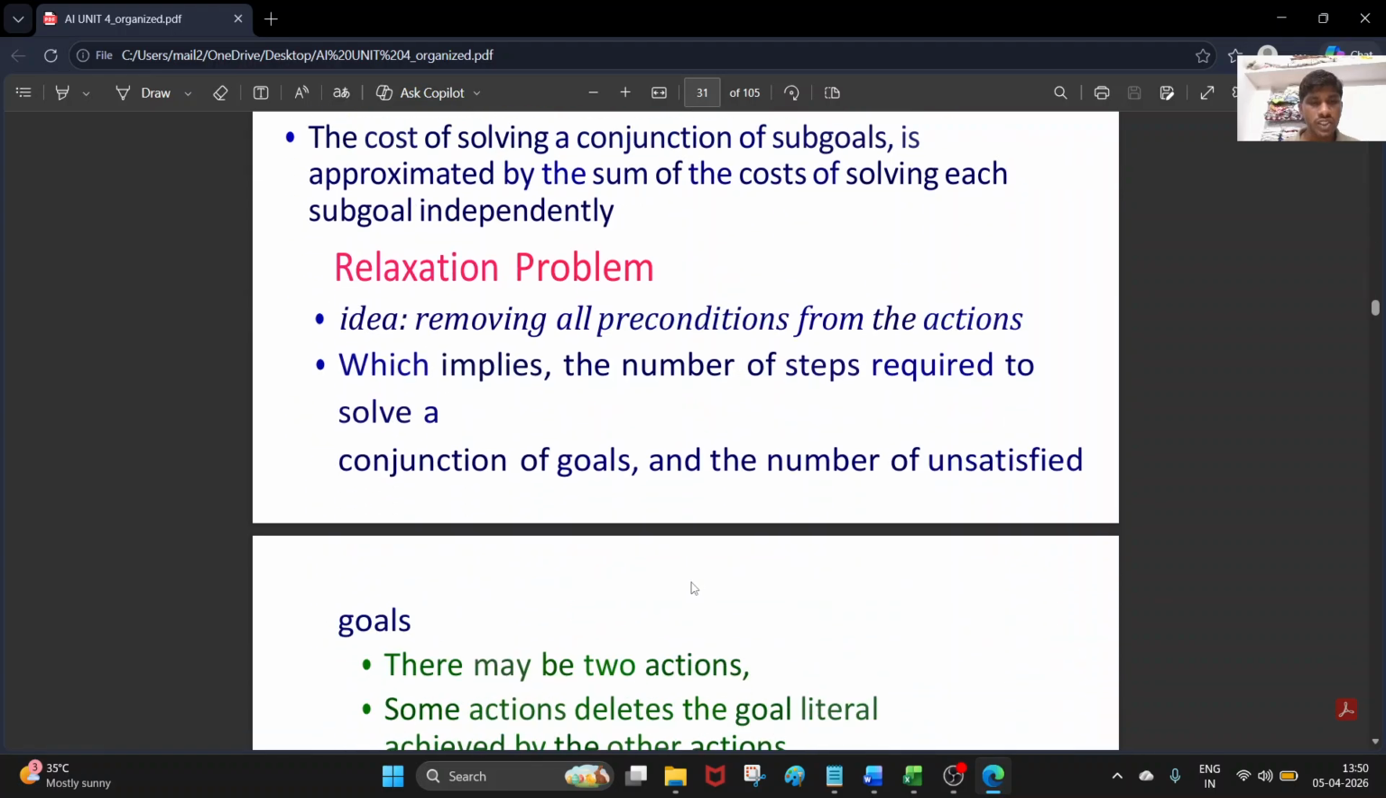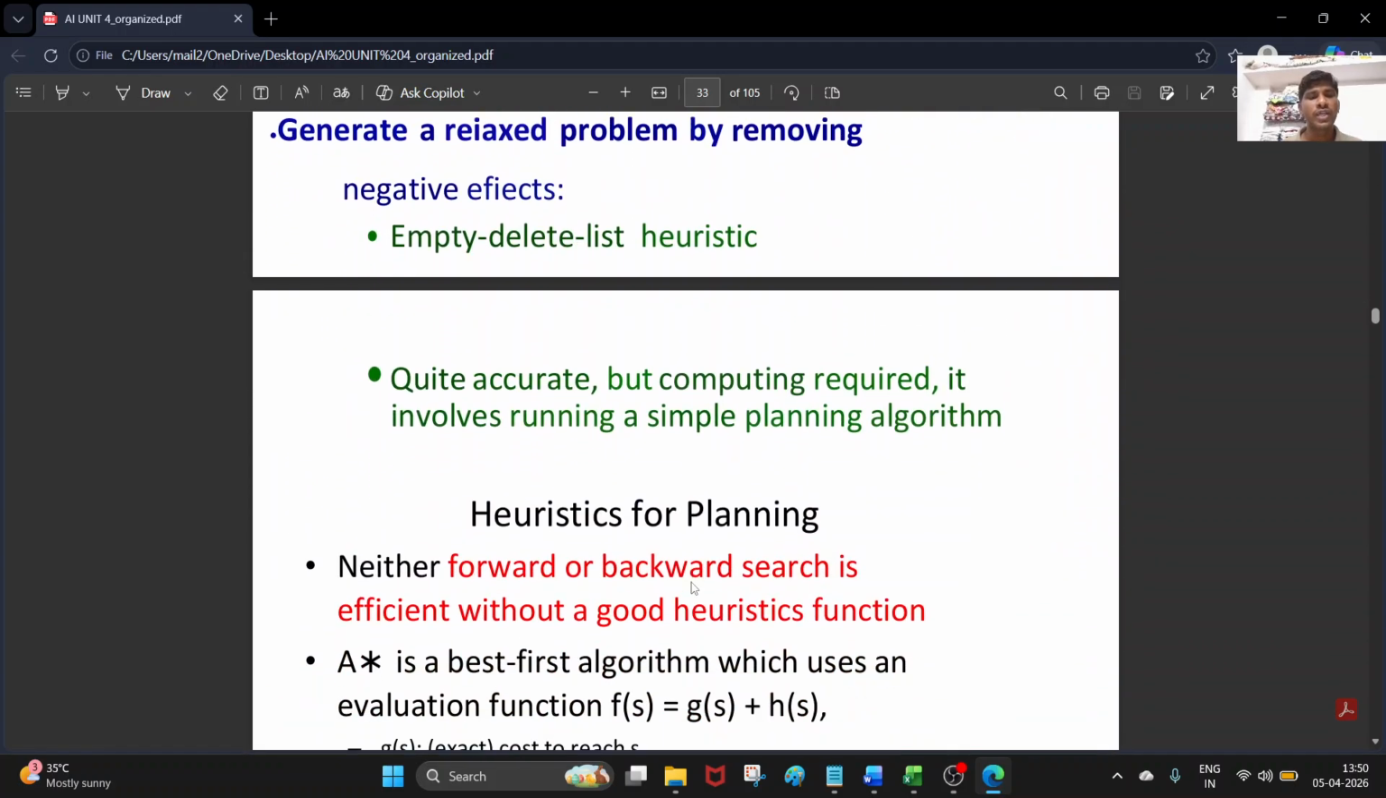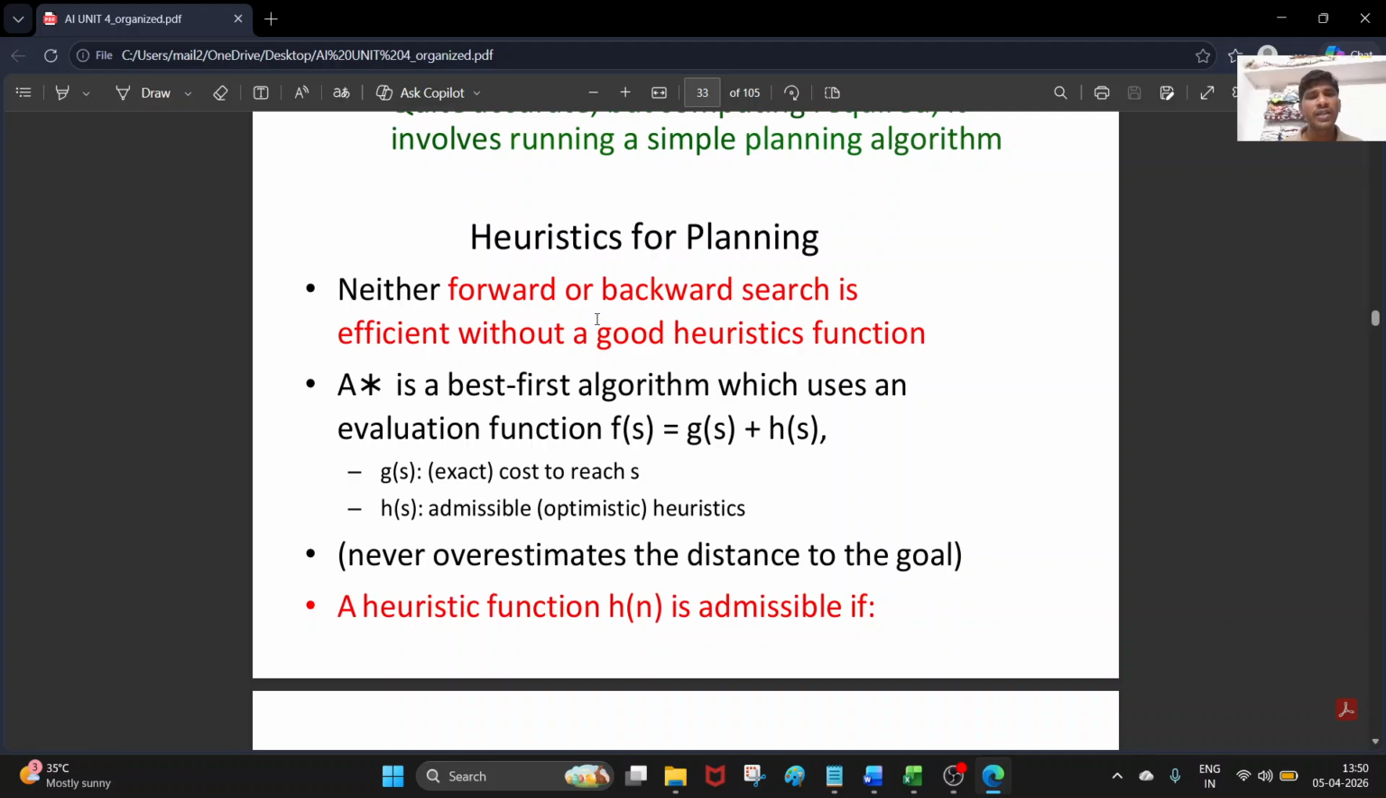Here you will have heuristic algorithms. In heuristic planning, neither forward nor backward search is efficient without a good heuristic function. If you don't have a heuristic value or a heuristic function, both forward and backward search are inefficient. For example, let us consider A star as a best first algorithm, which uses an evaluation function f(s) = g(s) + h(s), where g(s) is the cost to reach the state, and h(s) is an admissible or optimistic heuristic function.